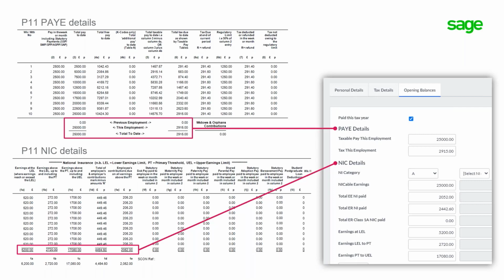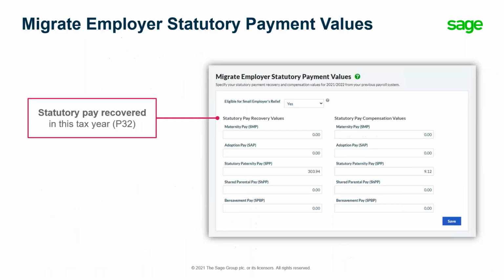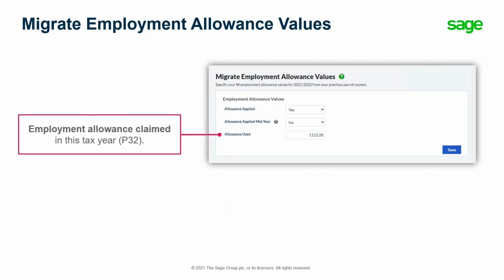And when it comes to employer details, if you've reclaimed any statutory payments in the tax year to date, you'll need to enter statutory pay recovered, which you'll find on your P32 report. And for employment allowance, if you're claiming that, if you're eligible for it, you'll need to enter the amount of allowance used, again, on the P32 report, which I will show you as part of the next demo.